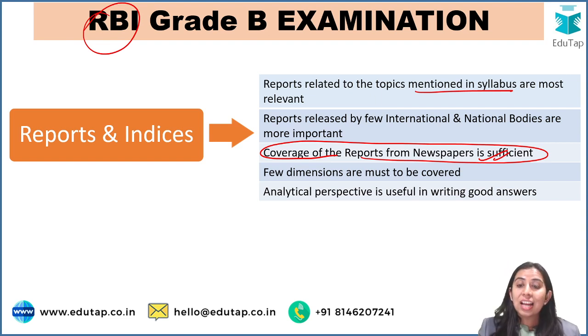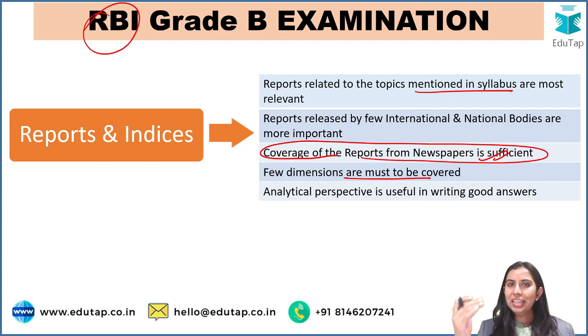Few dimensions are a must to be covered. Now, ideally, if you are reading newspaper, each and everything related to that report should be covered. But will it not be really good if you are able to identify the dimensions that are most important? Let me give you the example. Who has released this report? What is the theme of this year's report? What are the major findings related to India from this report? What are the major findings at the international level which are mentioned in these reports? So these are the few dimensions that are more important as compared to others.